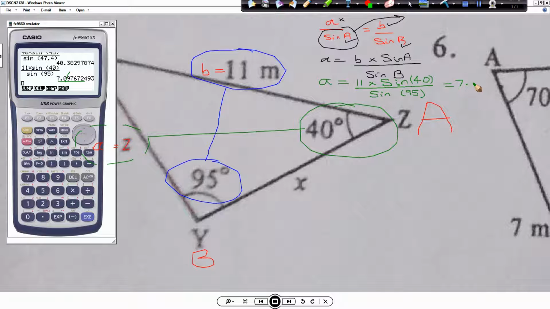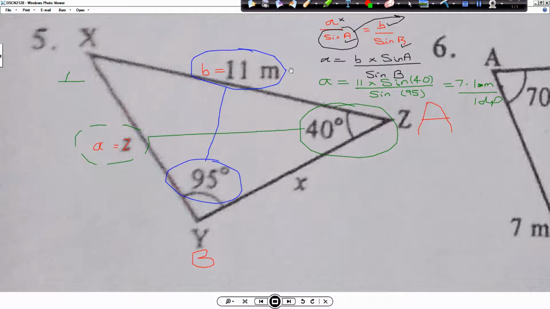So what is that length? I keep writing the wrong thing for it. 7.1, no, not centimeters, 7.1 meters to one decimal place is the answer for that question that we've just done. Okay, folks, that's the end of that example question. We'll come back in a bit and we're going to look at how to work out angles.